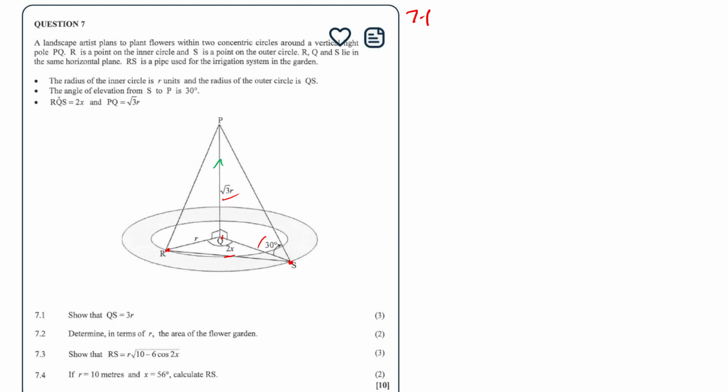Okay, so now we can use QS. Where is QS? This is our QS. They're saying show that it is equal to 3r. So we have our opposite, and we want to find our adjacent. This is our opposite, we want to find our adjacent. We can use tan, right? So now tan 30 is equal to root 3 r, our opposite, over our QS, which we want, right?